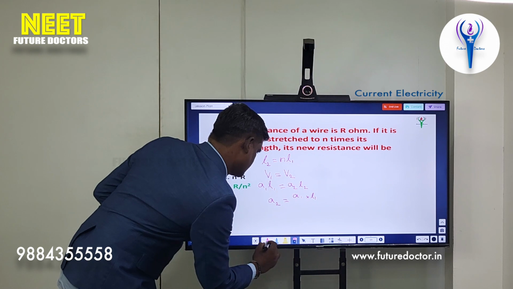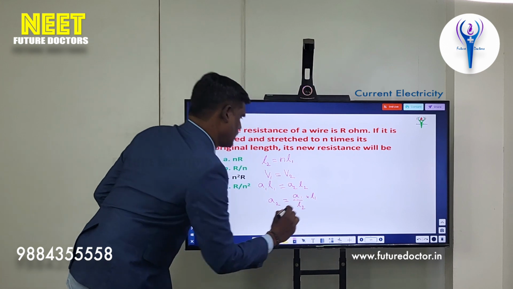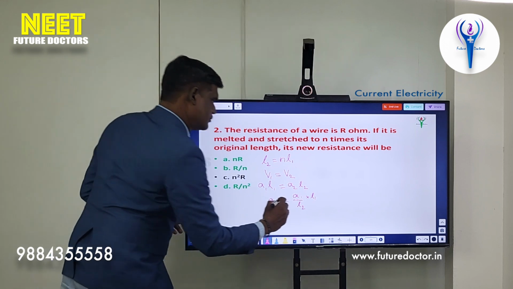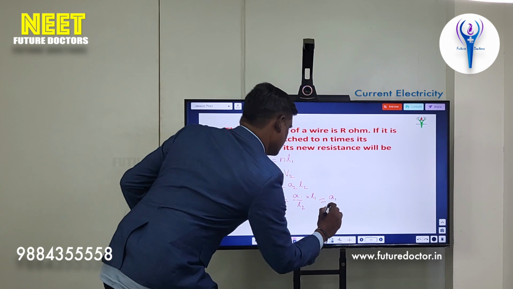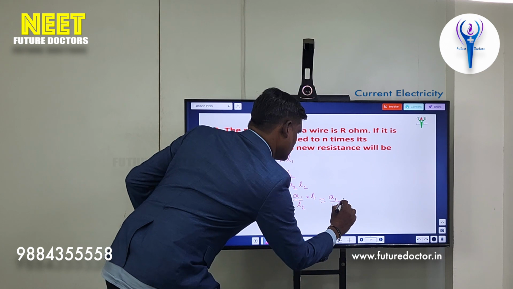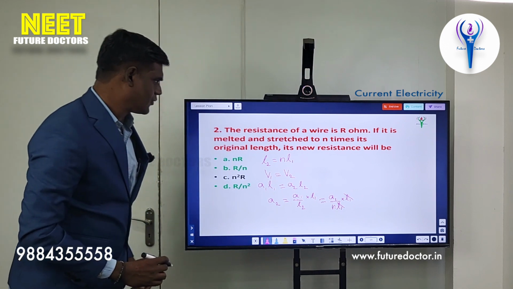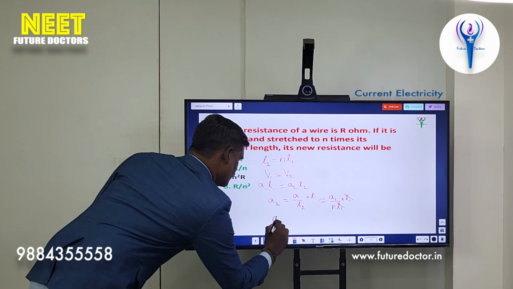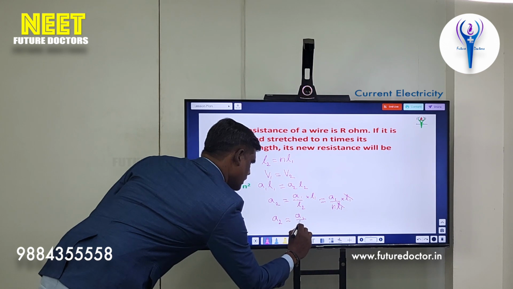I'll write this clearly. Substituting the value of L2, L2 equal to N L1. Then A1 into L2 is N L1 into L1, L1, L1 getting cancelled. Then A2 equal to A1 by N.